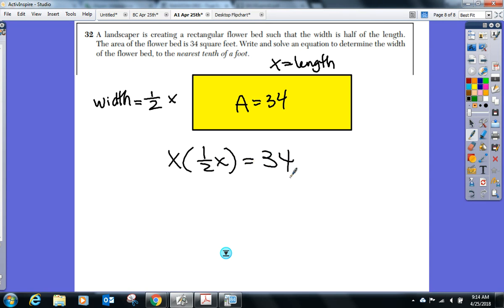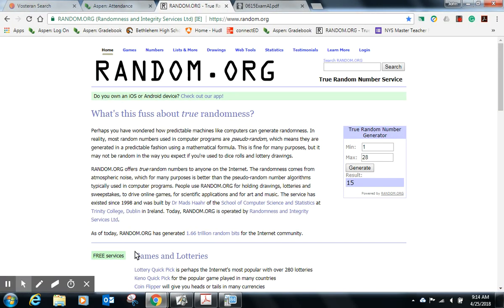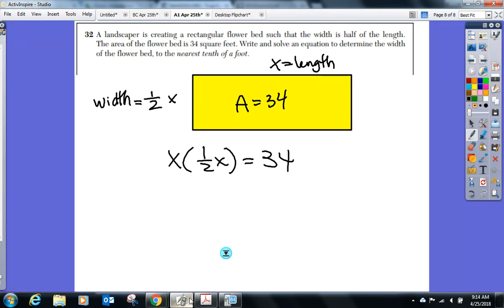So I'm going to ask you guys to help me solve this now. Length times width equals 34. x times 1/2 x. Right? Multiply the numbers. Half times 1 is half. And x times x, not 2x, x squared. You okay there? Okay, everyone else all right? That's 1/2 x squared equals 34.